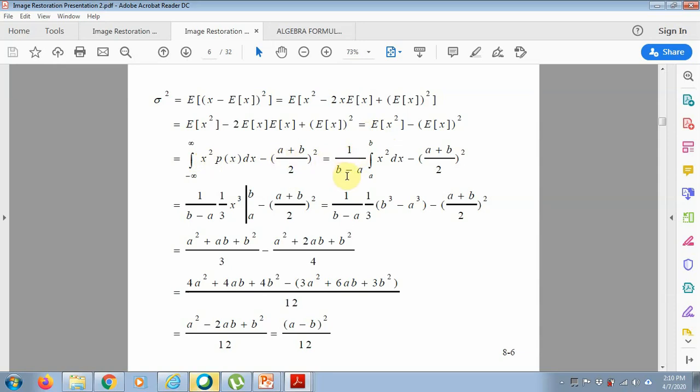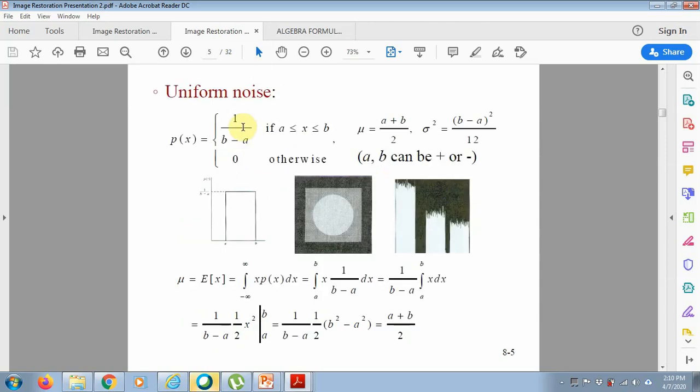1 upon b minus a, that is p of x, into x square. And what is the formula for the integral of x square? x cube divided by 3. And this function p of x is nothing but 1 upon b minus a.